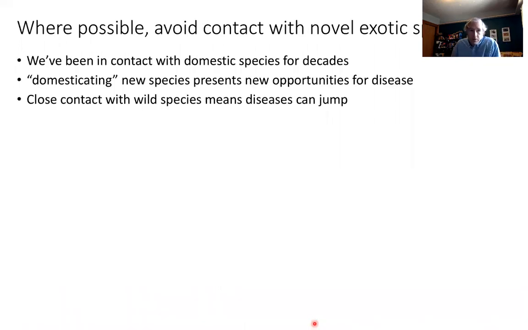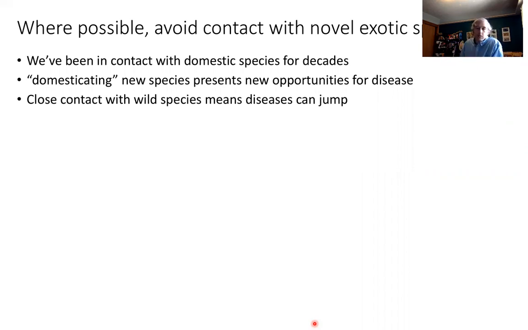And where possible, we should avoid contact with novel exotic species. We've been in contact with some of our domestic species for decades, centuries, and even millennia. The cow was domesticated thousands of years ago, same with the cat and the dog.